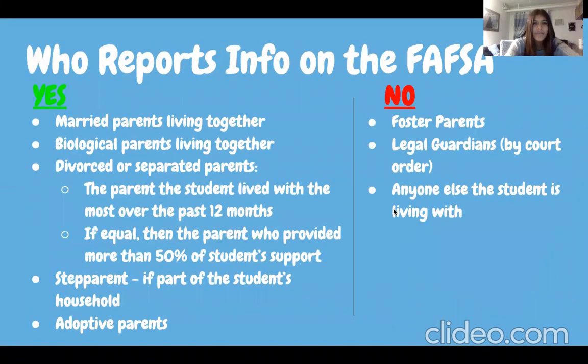So who do I even report on the FAFSA? You could put married parents that are living together, biological parents living together, and if your parents are divorced or separated, you want to put the parent that the student has lived with the most over the past 12 months, or the parent who has provided more than 50% of the student's support. You can also include a stepparent if they are part of the student's household, and adoptive parents. You should not include foster parents, legal guardians, or anyone else the student is living with, such as an uncle or an older sibling.